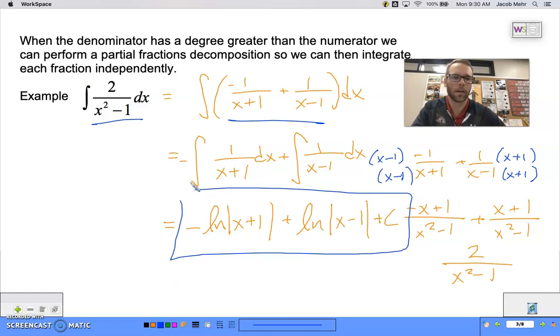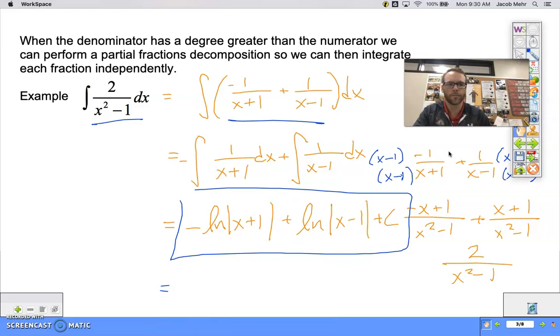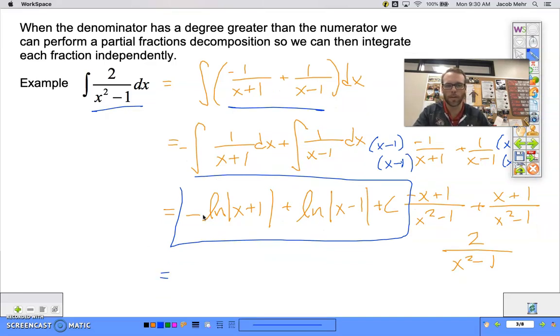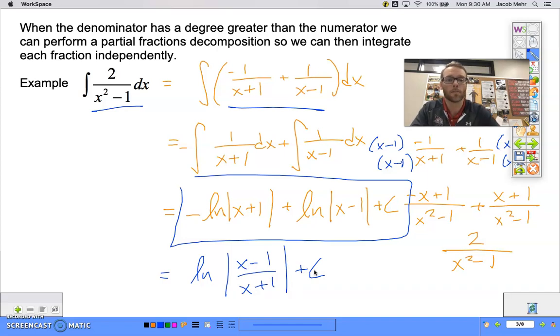Okay, and we have that right there. Now, depending on how much you want to do with simplifying your natural logs, using those properties that we know from pre-calculus, we can certainly do more with this. Remember that the sum is really multiplying, but actually we're subtracting that one. So if I switch the order, this would be the natural log of the absolute value of x minus 1 over x plus 1, if we wanted to show off some logarithmic properties.